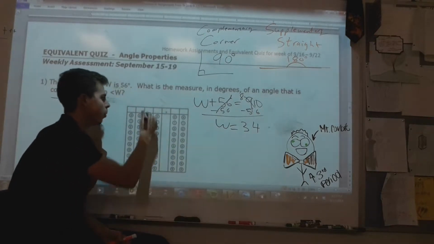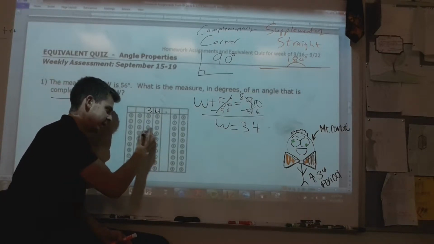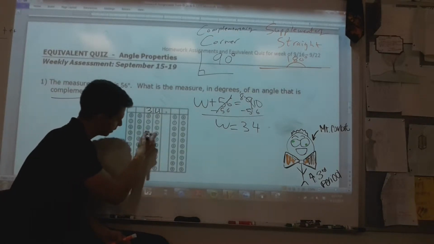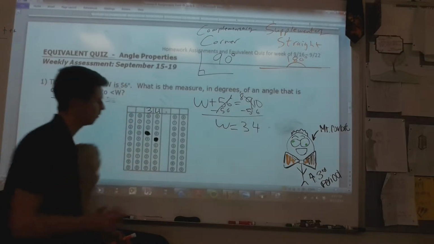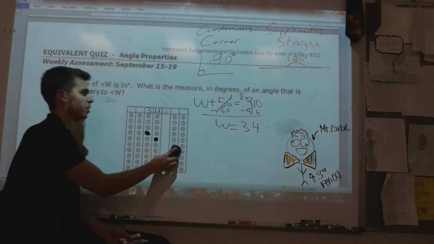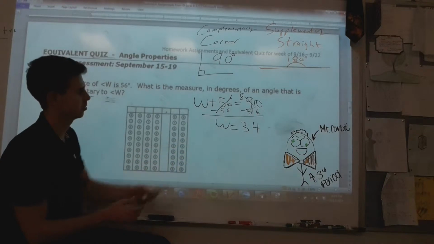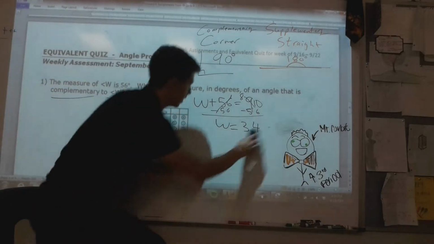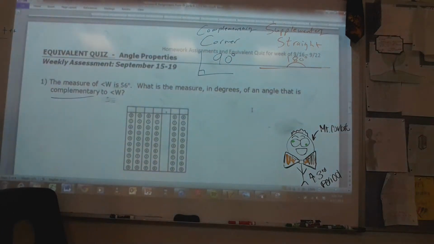Make sure that you put your answer here and you bubble it in neatly and correctly. I could have done a neater job there. 3 and 4. If you want to put zeros here, you may. It will not make it wrong, but you don't need to. This would be correct. 34. The answer is 34. The next problem asks for supplementary angles.